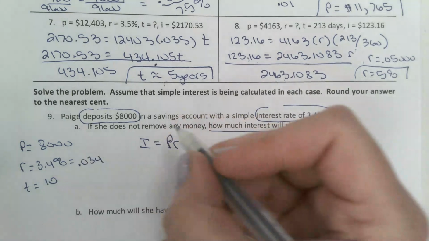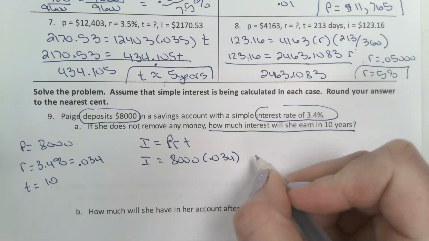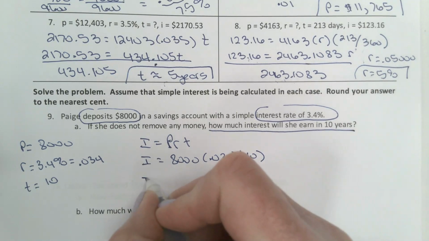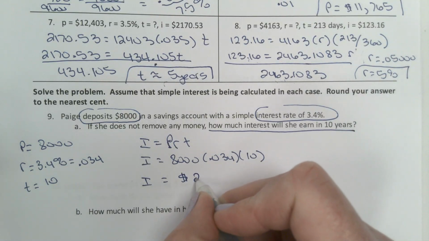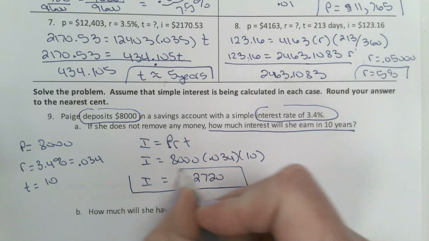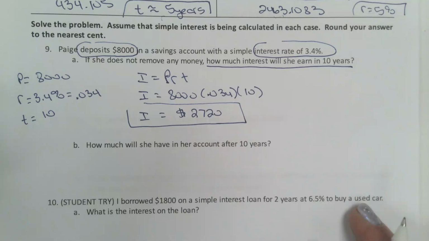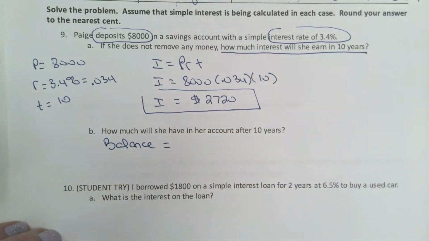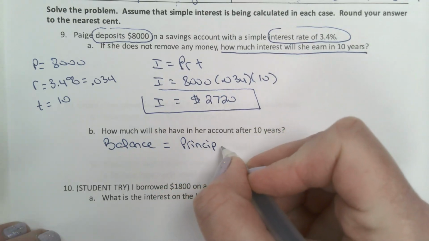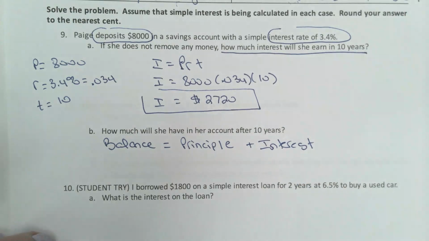So now that I know the values for each of the variables, I'm just going to substitute. And you should get $2,720. So now we would like to know how much will she have in her account after 10 years. So the balance that she has in the account consists of the principal plus the interest that she has accumulated.